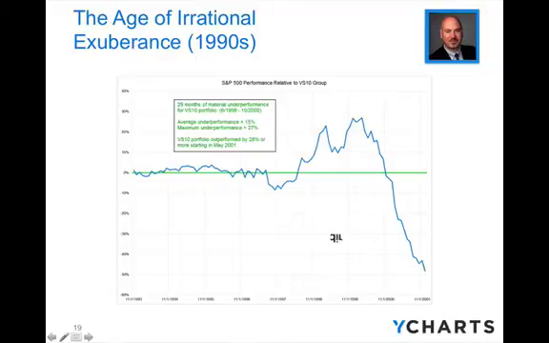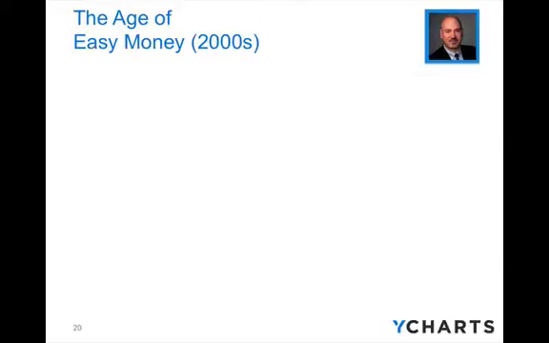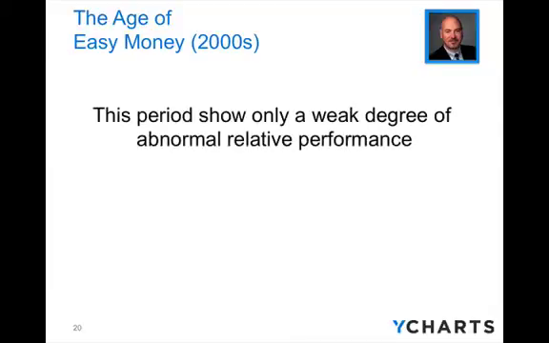So after seeing this, I felt more comfortable. This was the longest period of abnormal performance, and the VS10 over this time, while it wasn't always the best returning, in the end it seemed to be the best strategy. I spent a lot of time looking at the 90s and less time looking at the age of easy money in the 2000s, simply because this age only showed a very weak degree of abnormal relative performance.